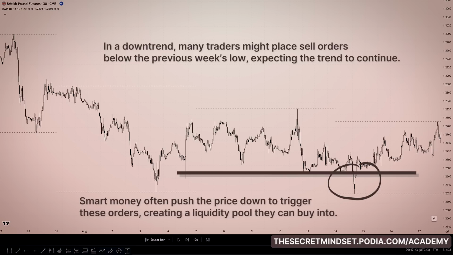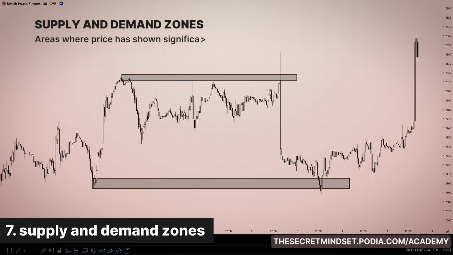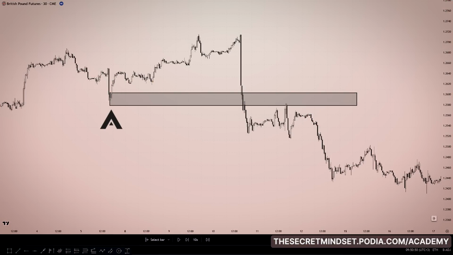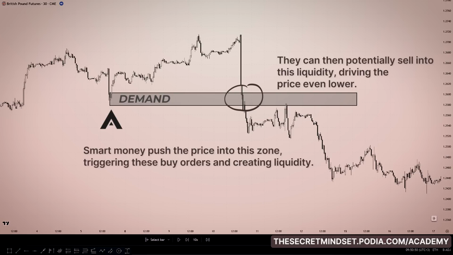Supply and demand zones are other liquidity zones. These are areas where price has shown significant rejection in the past, and these zones are prime targets for smart money manipulation. Smart money know many traders place their orders around them. For example, many traders might place buy orders at a strong demand zone. Smart money might push the price into this zone, triggering these buy orders and creating liquidity. They can then potentially sell into this liquidity, driving the price even lower.